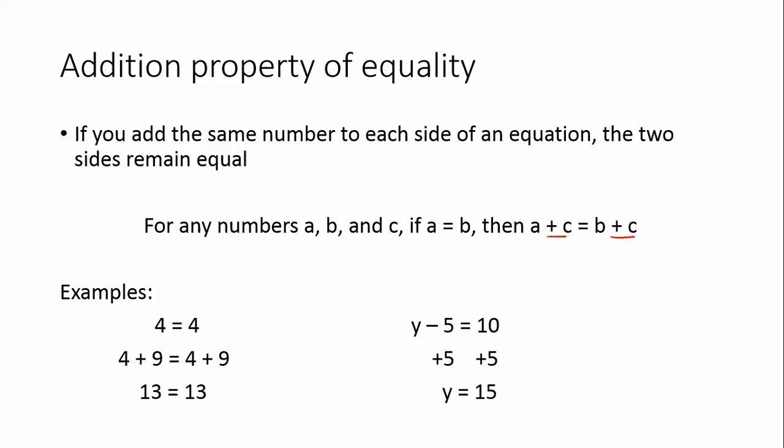And for the examples here, we have 4 equals 4. You would say that's a true statement. If we add 9 to both sides, so this says add the same number to each side, we're adding 9 to both sides, and I just picked 9, we get 13 equals 13. So the equation or the two sides remain equal. When we're solving an equation, you'll notice that what I've chosen to do here is add 5 to both sides, and what happens on the left side is that those two 5's cancel out, so you're left with y, and then 10 plus 5 is 15. And that is still true.